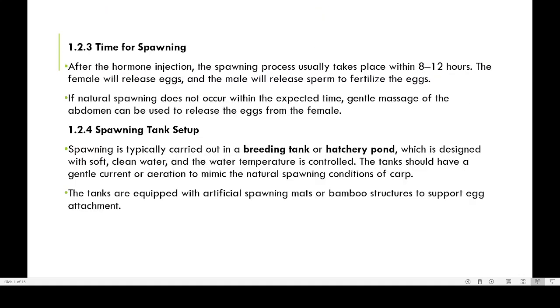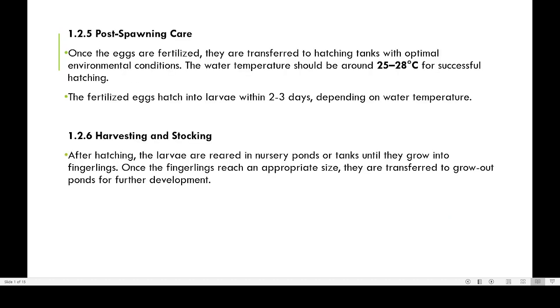Then the time for spawning after the injection. Once the eggs are fertilized, they are transferred to hatching tank with the optimal environmental condition. The water temperature needed should be around 25 to 28 degrees, and fertilized eggs hatch into larva within 2 to 3 days. So you can see that within a period of 1 week we can complete this whole process. We can create new young ones also, and then harvesting and stocking.